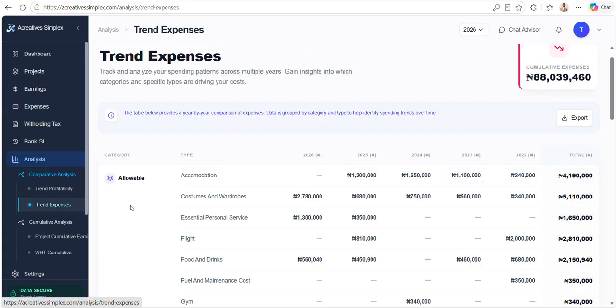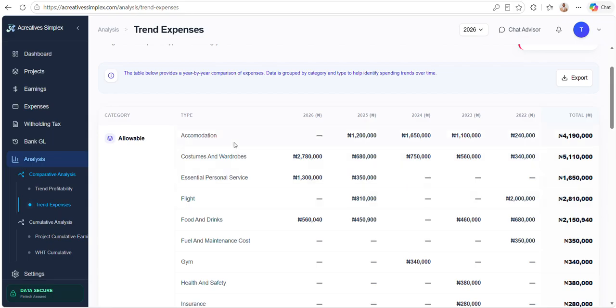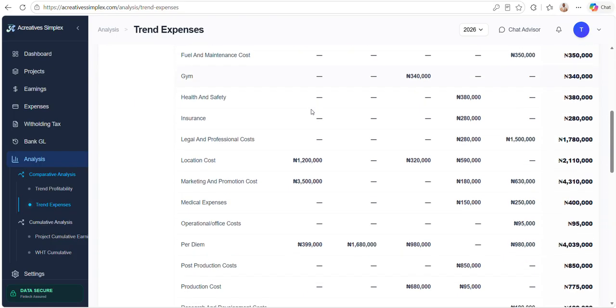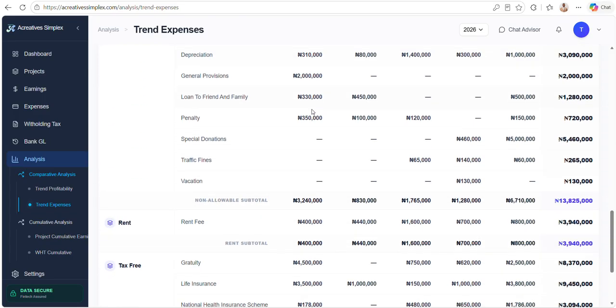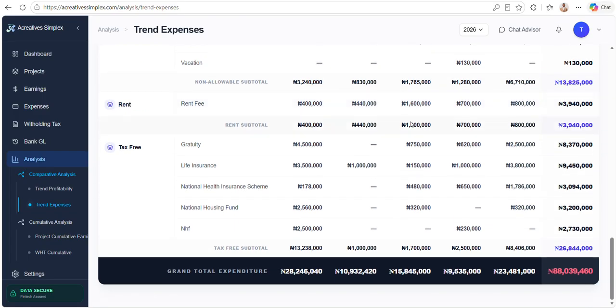We can also do the same for our expense trend. You want to understand how much did I spend on accommodation in 2026? No, nil. Then 2025, 1.2, like that. What is the total expense I spent? Yeah. So for each of the expense lines, it gives us a comparative analysis.